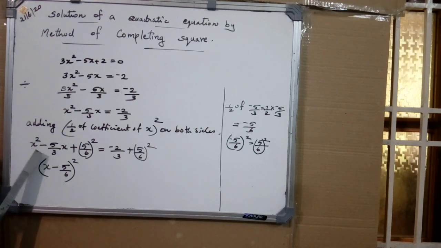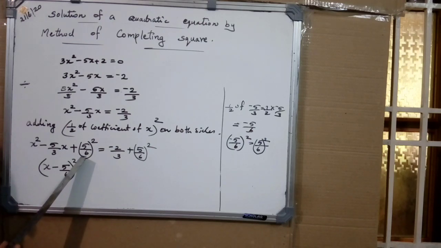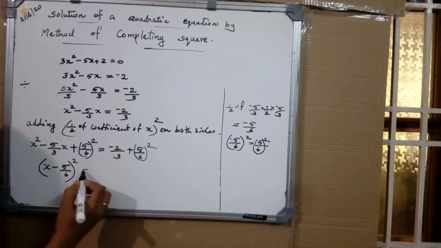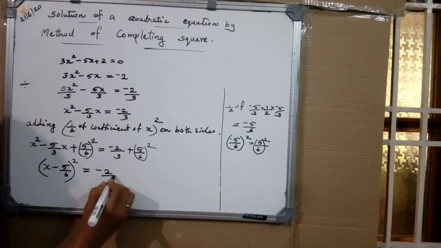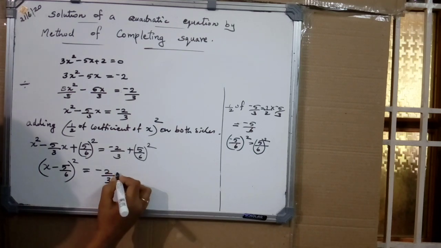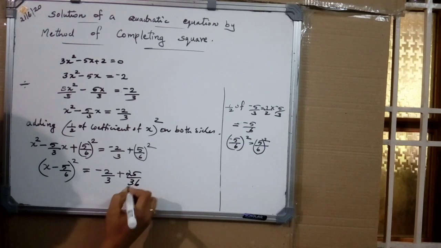Why is it so? Here the first term is the square of x. The third term is also a perfect square, 5 by 6 whole square. So take this as a, this as b. Now it is in the form a minus b the whole square. By checking the middle term you can verify whether it is in the form of a square minus 2ab plus b square. So let us see whether that is x minus 5 by 6 whole square equal to minus 2 by 3 plus 25 by 36.